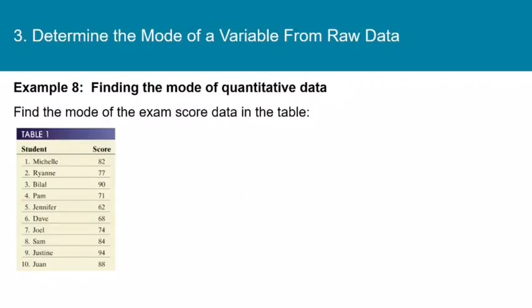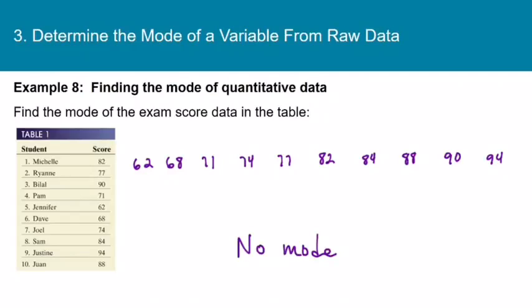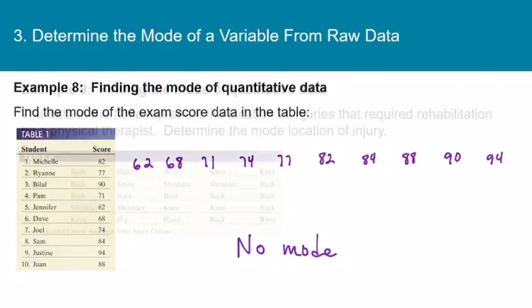Now let's try to find the mode of this data set. Here we have these scores that we've seen before. And the easiest way to find the mode of a data set is to put the data in order from smallest to largest, which I've done here. And when the data are put in order, you can see that no value in this set repeats, so we would say that this data set has no mode.